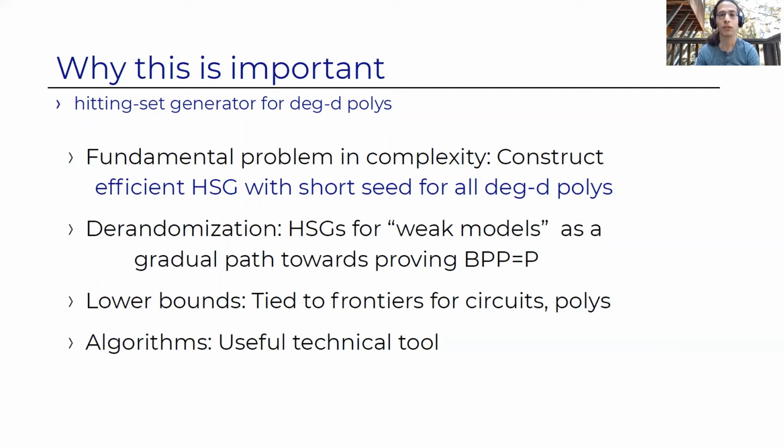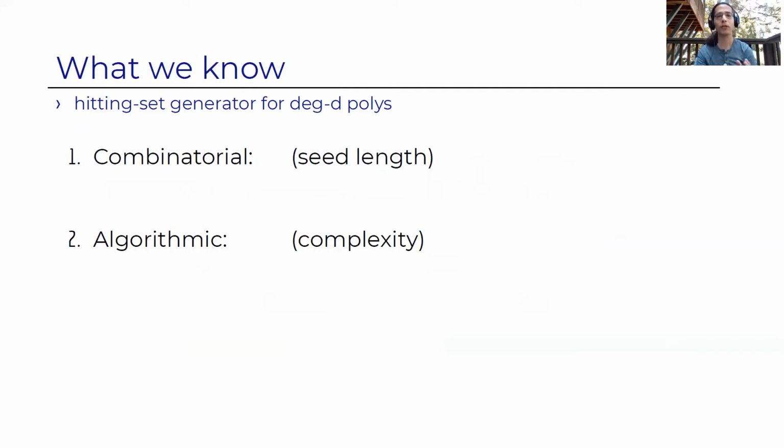It's important in the context of lower bounds, since this problem is inherently tied to circuit lower bounds and to average-case lower bounds for polynomials. And it's important from an algorithmic perspective, since hitting set generators for polynomials are a useful technical tool in explicit constructions. So what do we know?